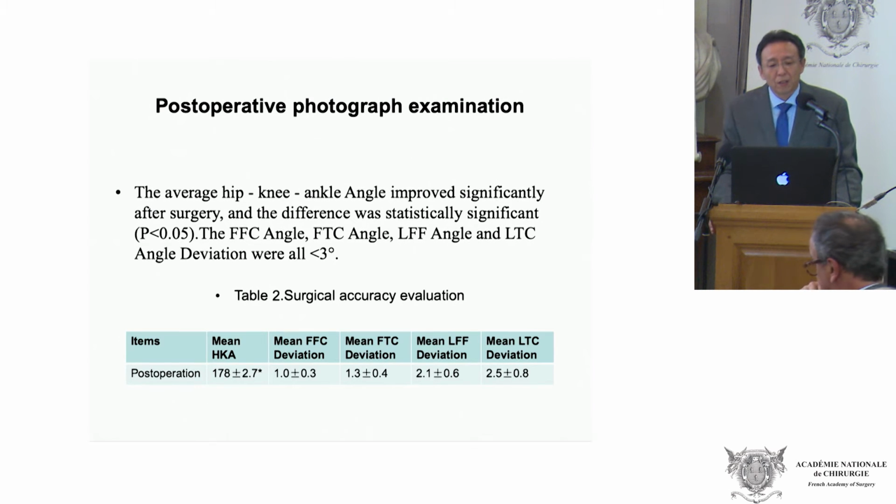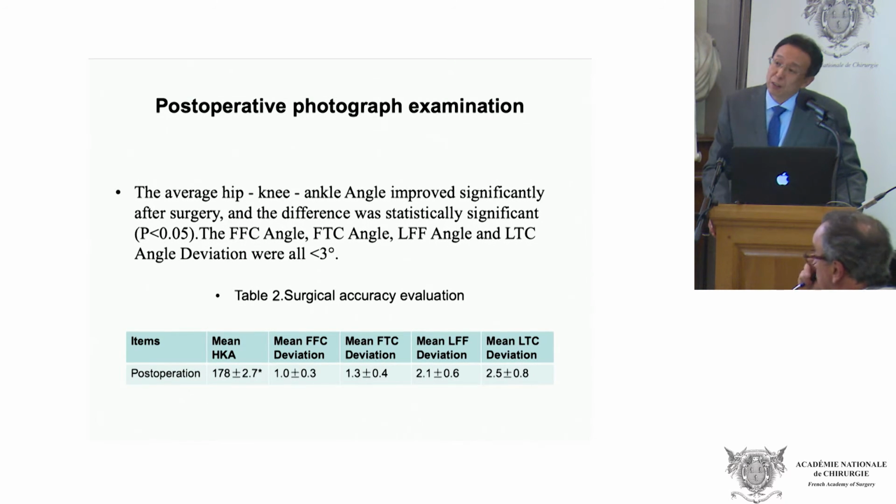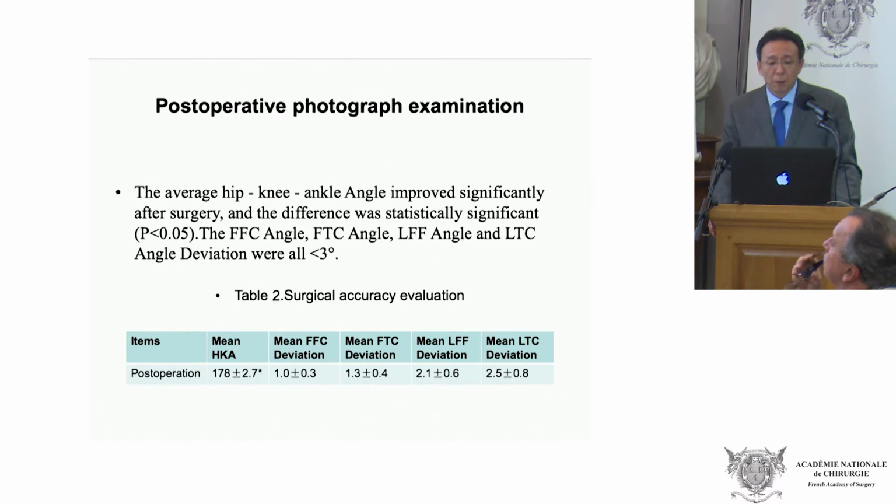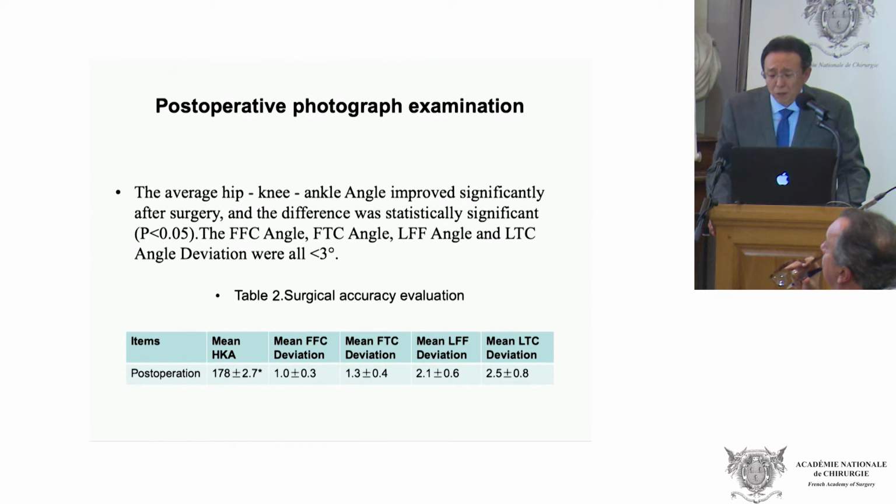The postoperative radiographic examination: the average hip-knee-ankle angle improved significantly after surgery, and the difference was statistically significant, p less than 0.05. The FFC angle, FTC angle, LFF angle and FTC angle deviation were all less than 3 degrees. Table 2: surgical accuracy evaluation.